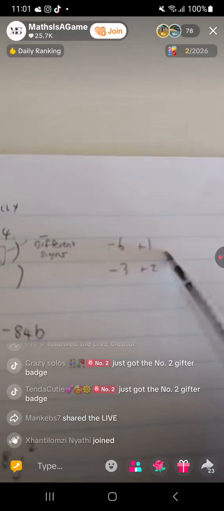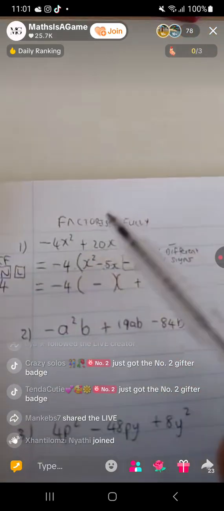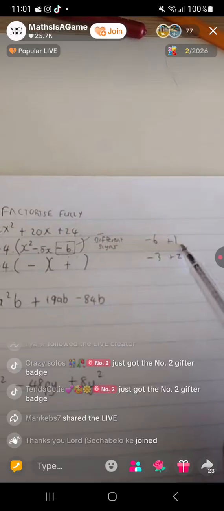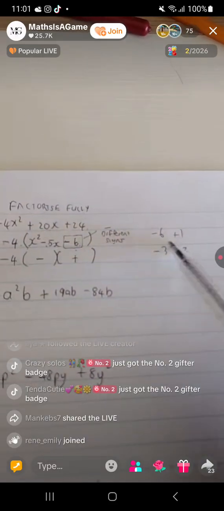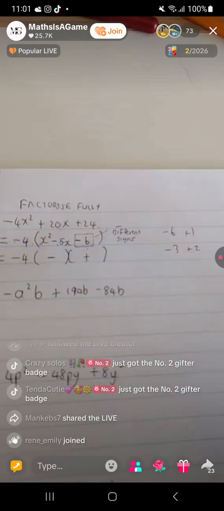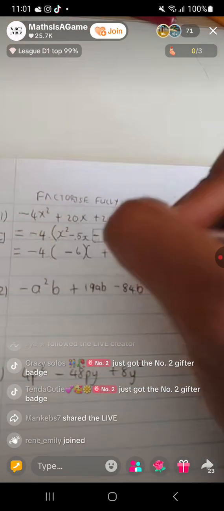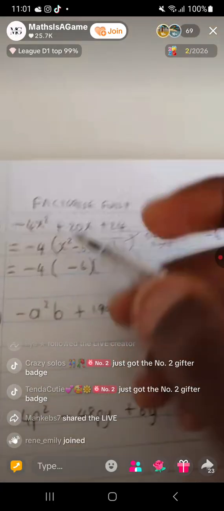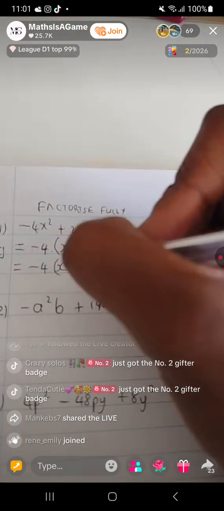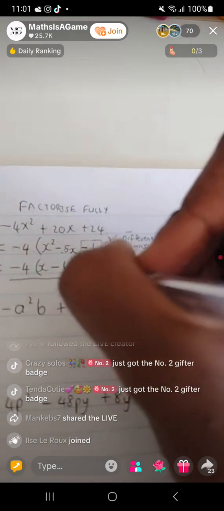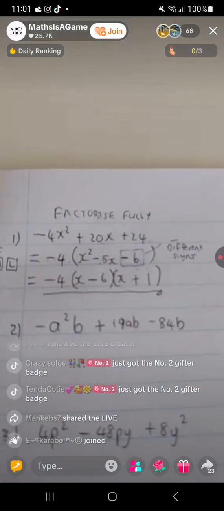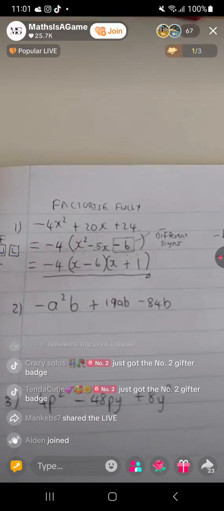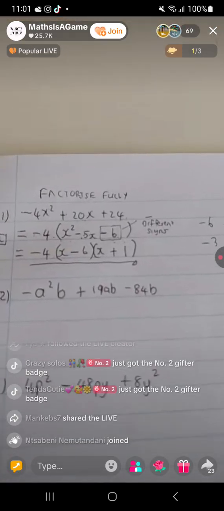We are looking for which ones add to get negative 5. So which factors work? Is it negative 6 and positive 1, or is it negative 3 and positive 2? It's obviously going to be negative 6 and positive 1. How do you form x squared? x and x. And that's it. Okay, so that has been factorized. So Mushi, you were 100% correct in your answer.